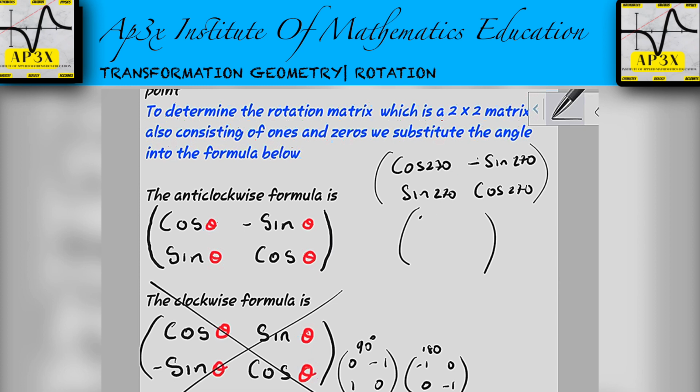The cos of 270 is 0. The sine of 270 is in fact minus 1, but the minus goes in front of it and makes it positive 1. The sine of 270 is minus 1, and the cosine of 270 is 0. All right, and so that is how you basically derive the formula for a 270 degrees rotation anti-clockwise. Let's make a note of that at the bottom here.